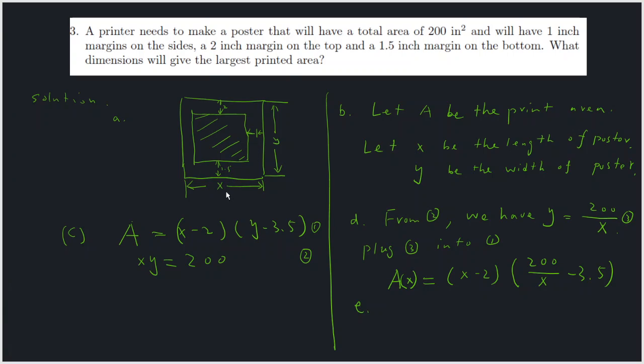So the least value of x should be 2, because the two margins have to be included. You just imagine you build a poster very long vertically. It cannot be 2, but it can be any number very close to 2. So we'll say x is greater than 2. Now, in step E, we're trying to get the domain of the function, right?